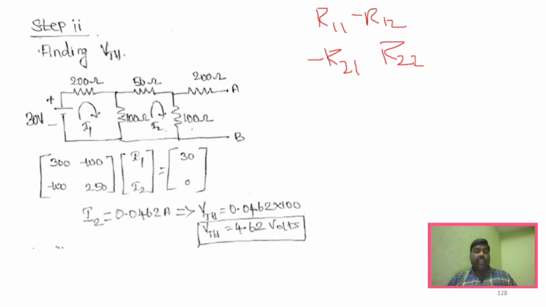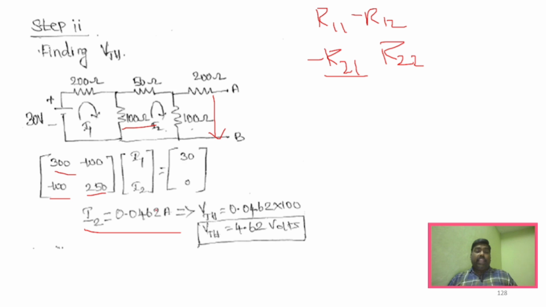So you can see here for R11 the total resistance is 200 plus 100, which is 300, right? And the common resistance is 100, so it is minus 100, and this is also minus 100 because R21 is common between 2 and 1. And R22 is the total of the resistors, 100 plus 100 plus 50, 250 in total, right? So from this we can obtain I2. This is the current that is flowing here. I2 is the current, right? So with that we can find VTH.